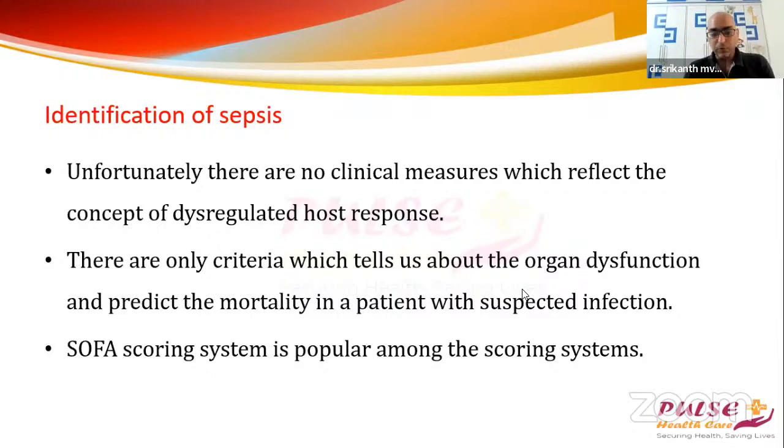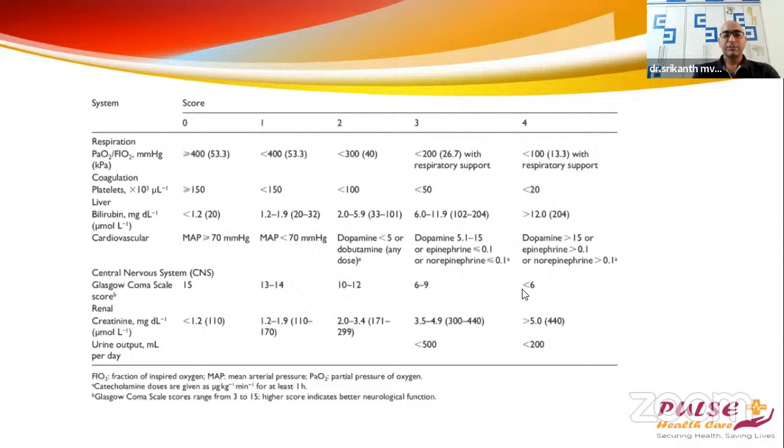So SOFA scoring is one among the systems. SOFA scoring incorporates a lot of variables which include the CNS, CVS, respiratory, the platelet levels, the bilirubin level, as well as the renal function. A lower SOFA score predicts a better outcome, whereas a higher score predicts a worse outcome.